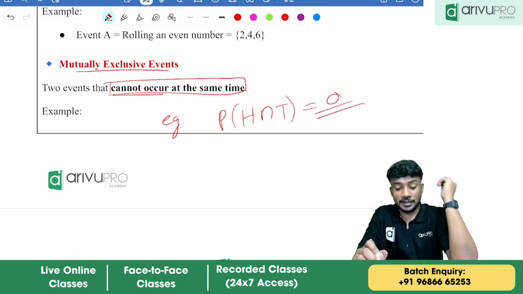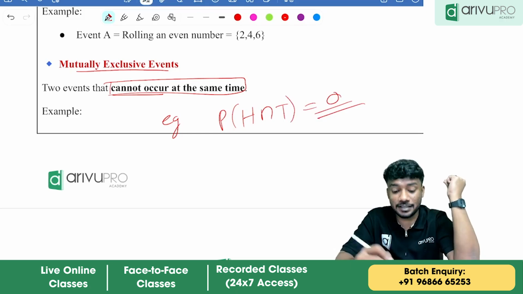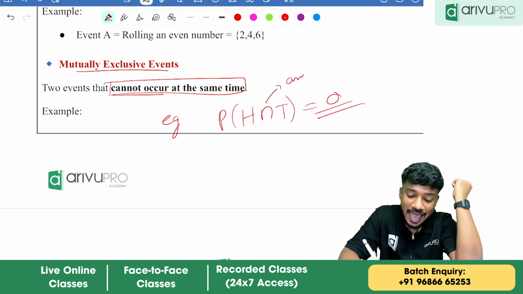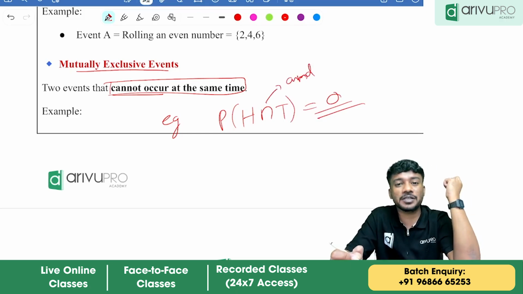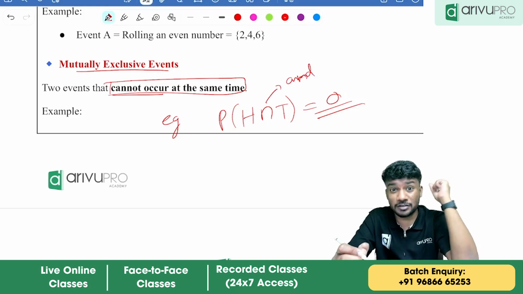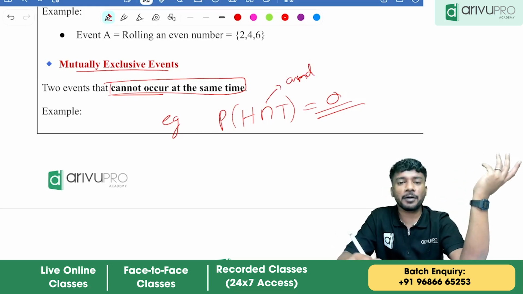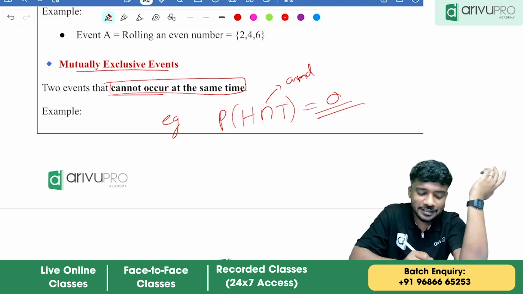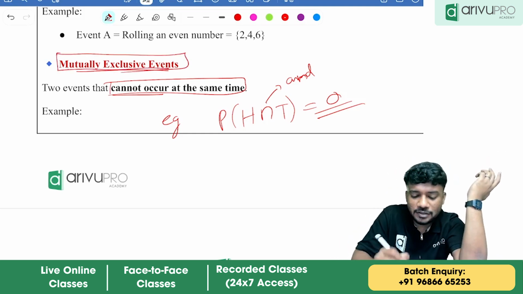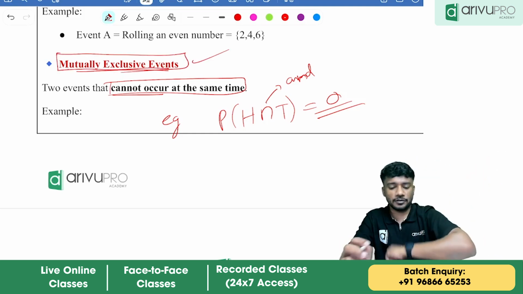So P of head intersection tail will be equal to 0. Remember this, occurrence of head and tail. Intersection means and. Whenever the occurrence of two events at the same time is 0, I mean the probability is 0, we will say that it is mutually exclusive events. Make a note of it.